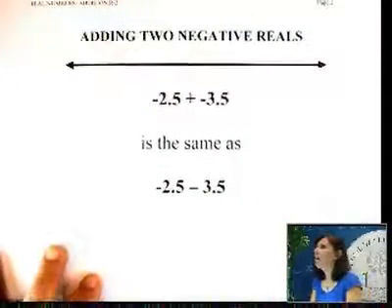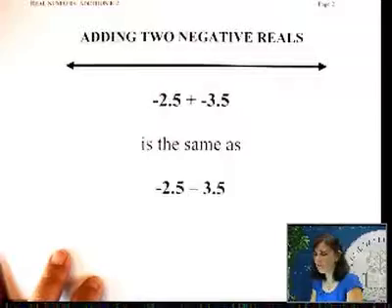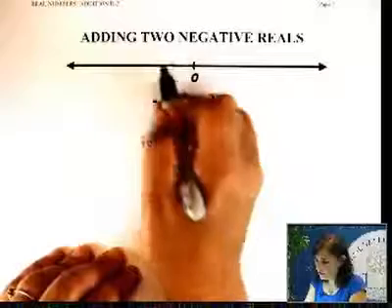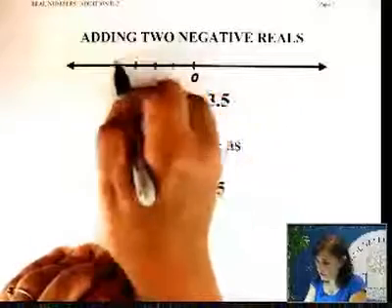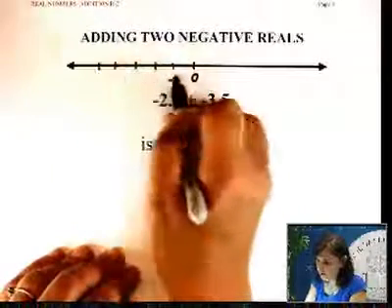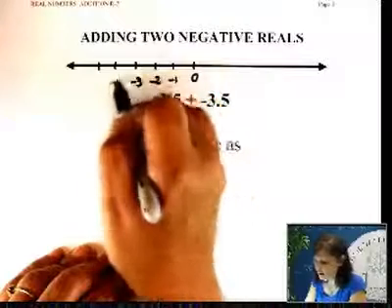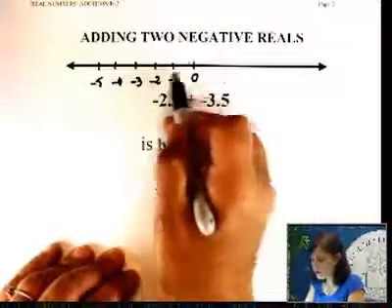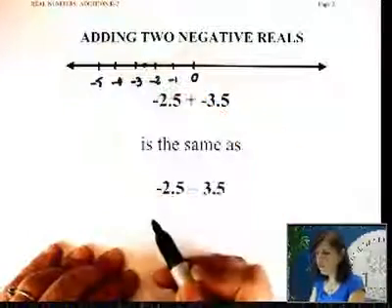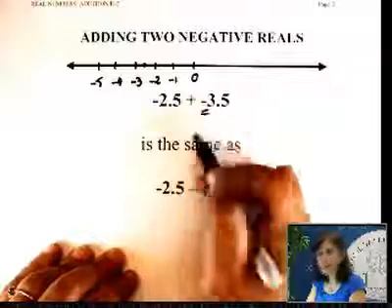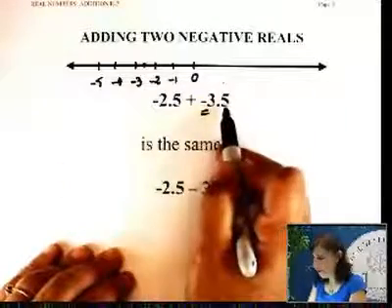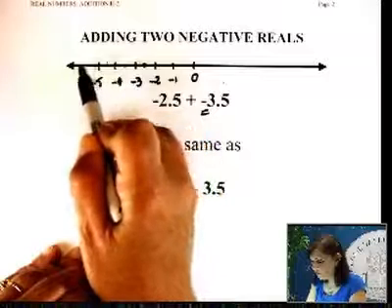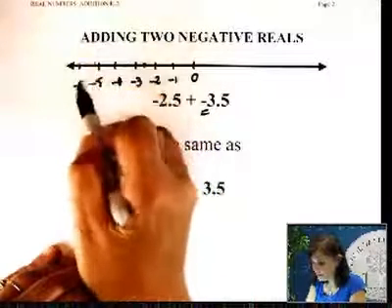Okay. How do I add two negative real numbers? Start here. Let's go 1, 2, 3, 4, 5. This is negative 1, negative 2, negative 3, negative 4, negative 5. Just like you were doing before with integers, negative 2.5 is going to be around here. Now you're going to go another negative. That means to the left, another 3.5. So it's going to be 1, 2, 3.5. And it's right before 6 around here.